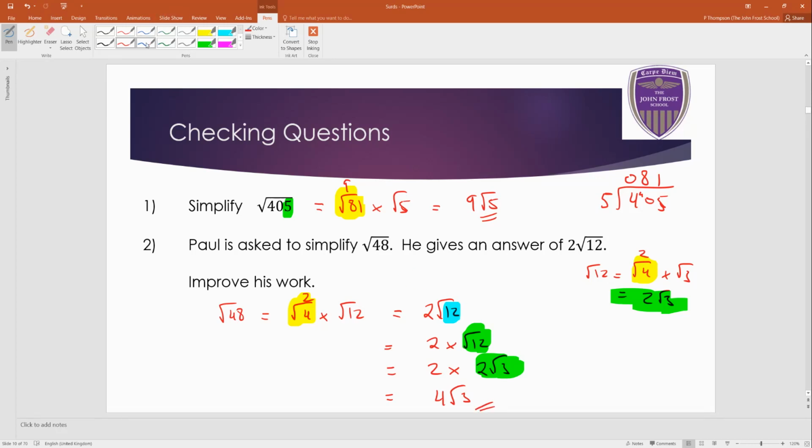Some people spot, I'll do it in blue pen, some people spot that 48 actually has 16 in it. Some people spot that 48 is 16 times 3, and root 16 is 4. So they could get the answer like that straight away. But if you're struggling, always check for your surd. If it's not dead, then you've got to make sure you find the square number in it, and simplify it down. But apart from that, that's it.